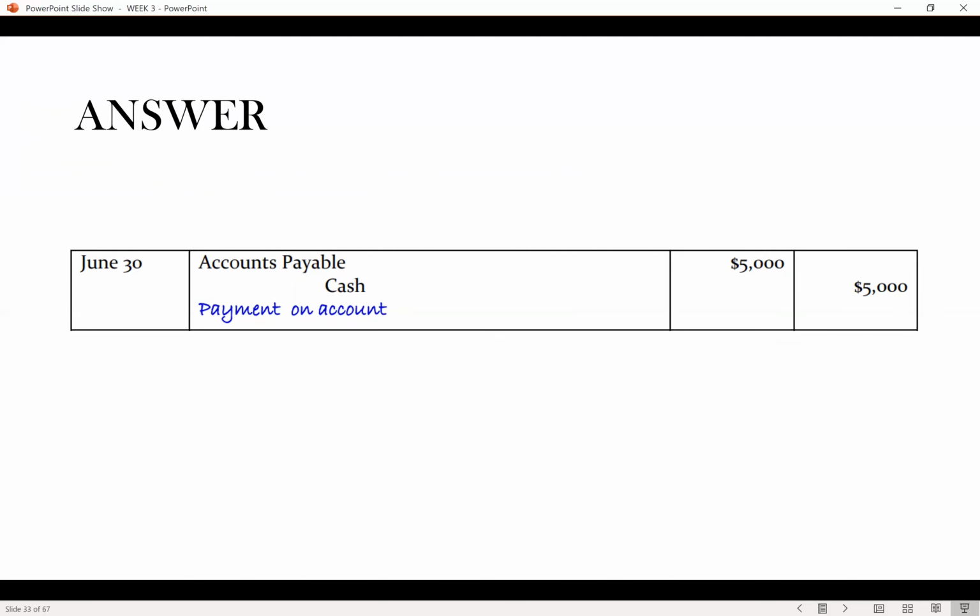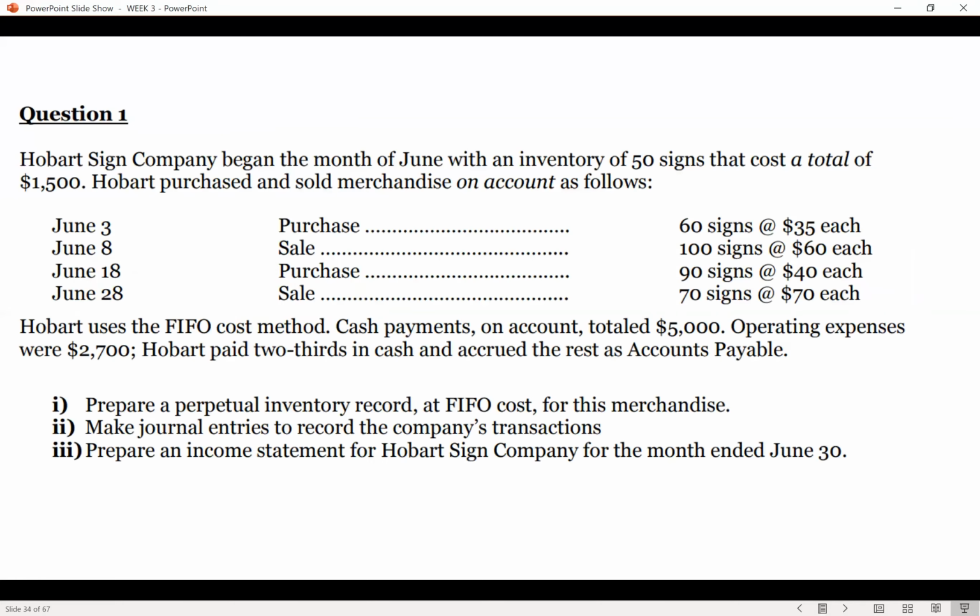How did we pay it? We paid it by cash. So our cash is decreasing. Cash is an asset. When our assets decrease, we credit. So that's how we have a debit here to accounts payable and a credit to cash. And our narration says payment on account.